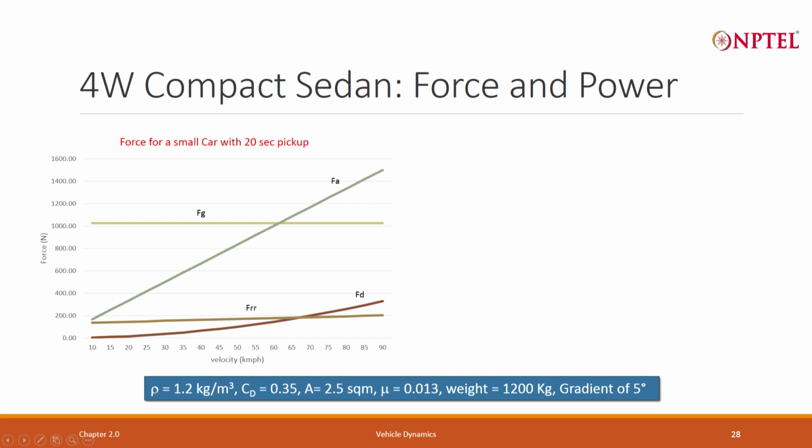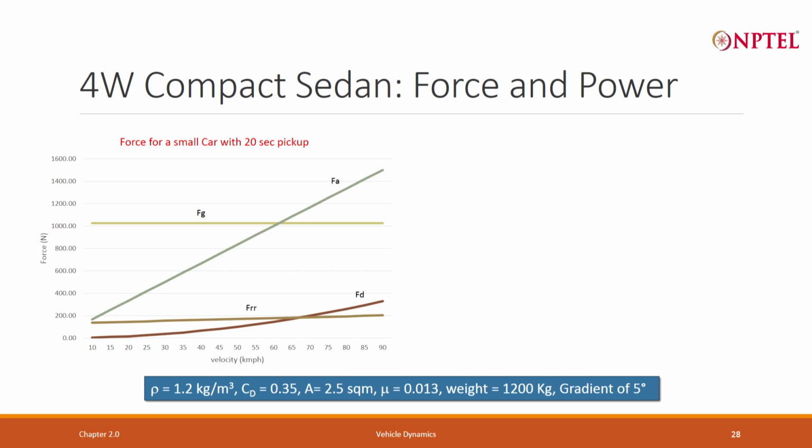What happens to all these forces? Look at the forces. Gradient of even 5 degrees is about 1000 newtons. Force is of course constant with velocity. If I want to accelerate in 20 seconds, suppose I want to go to 60 kilometers, well, it is again 1000 newtons. But if I want to go to 90 kilometer, it is about 1500 newtons. Force goes up quite a bit.